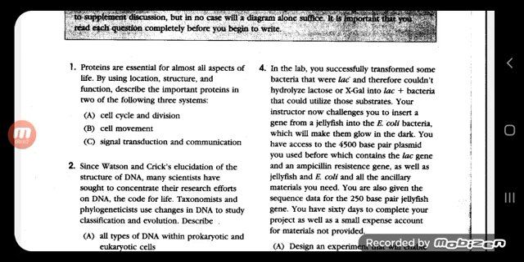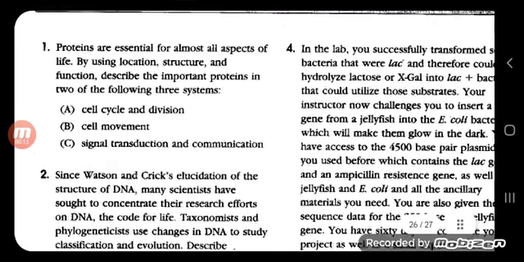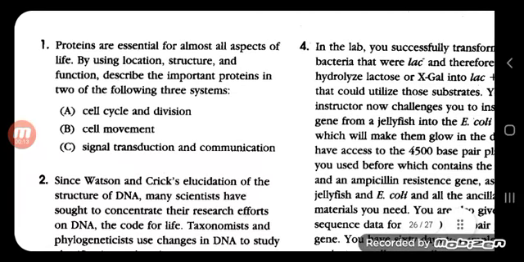FRQ number 2. Let's start with: proteins are essential for almost all aspects of life, but using location, structure, and function, describe the important proteins in the following three systems: A, cell cycle and division, B, cell movement, C, signal transduction and communication.